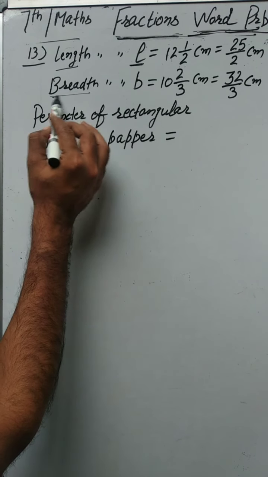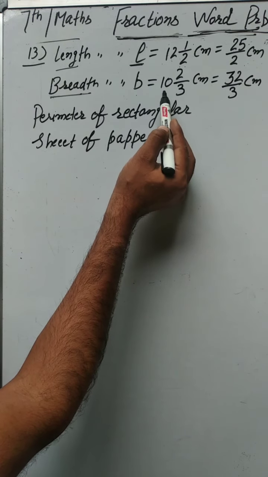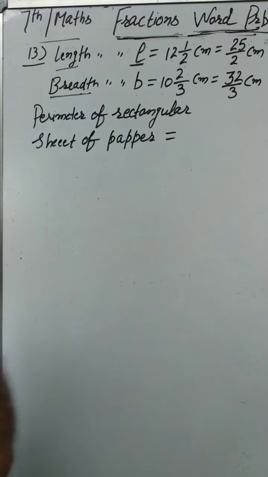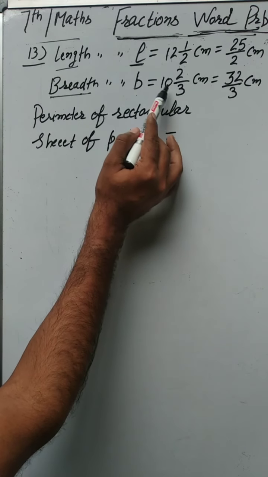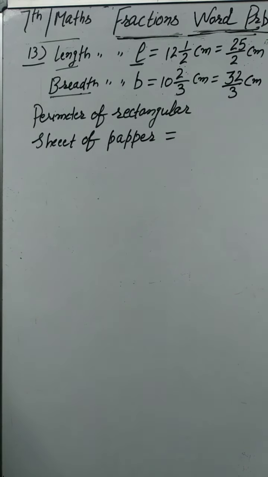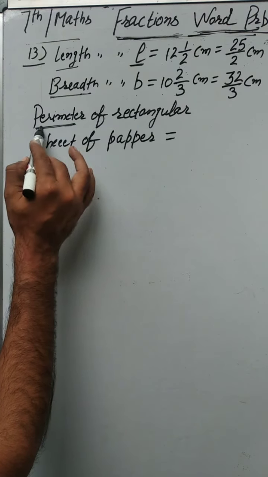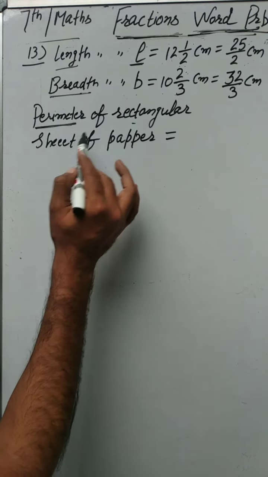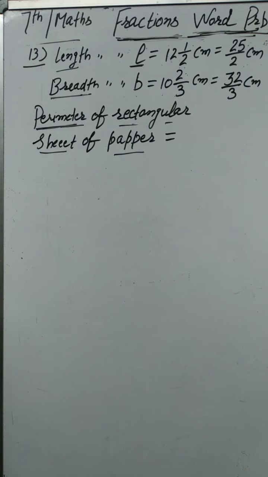And the breadth of the rectangular sheet of paper, B, is equal to 10 and 2/3. So similarly change into an improper fraction. 10 into 3 is 30, 30 plus 2, 32/3 centimeter. Your question is, you have to find the perimeter of the rectangular sheet of paper. You know very well, beta, how to find the perimeter of a rectangle.